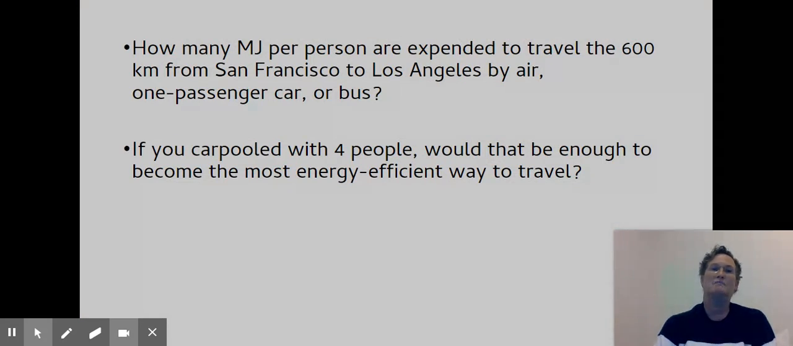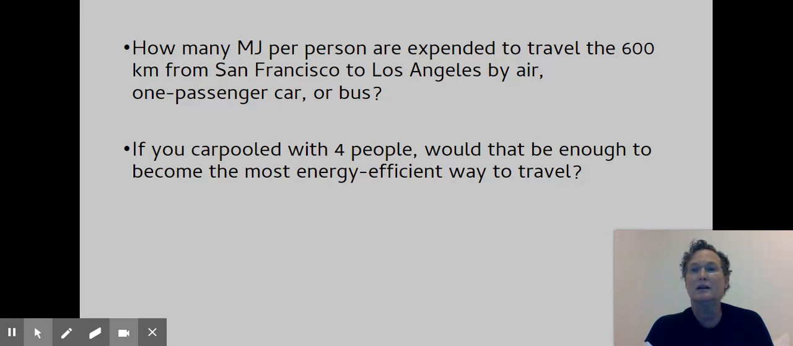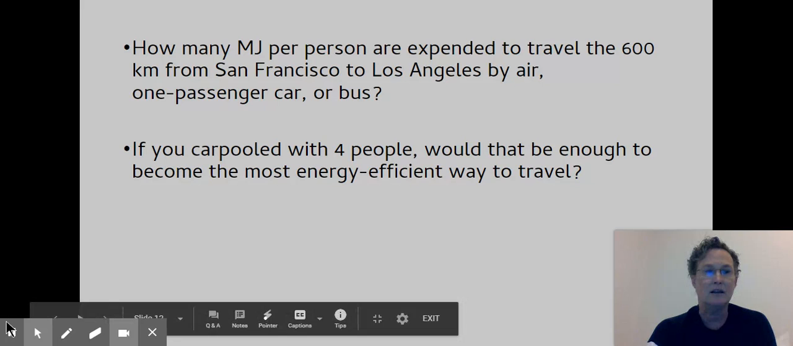All right. So how many megajoules per person are expended to travel the 600 kilometers from San Francisco to LA by air, in a one passenger car or by bus? Or if you carpooled with four people, would that be the most energy efficient way to travel? Okay, so pause and see if you can figure this out. Then I'm going to show you the answers. So go ahead and pause.